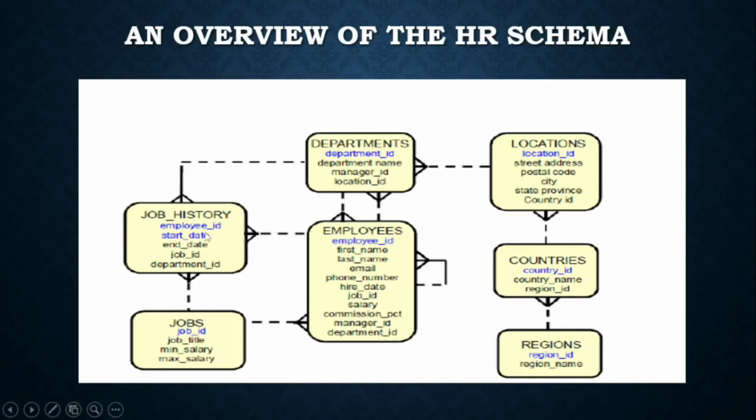Again, if you look at the job history and the employees table, we have a primary key column here, employee ID, which has become a foreign key in the job history table. So in a nutshell, this is just what constraints help you to do. They ensure the integrity of data.